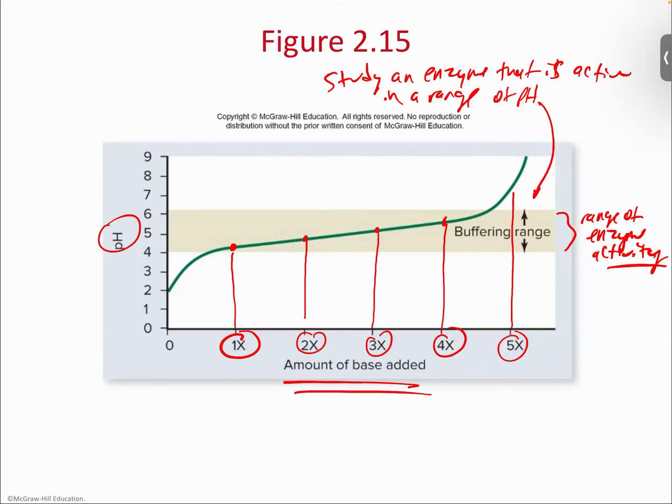Finally, now you've broken out of your buffering range. You've exhausted your buffer. It no longer has any ability to resist pH change. And notice what happens when you break the buffer, it increases very quickly, exponentially. So what would this look like then without the buffer? The pH change would look something like this.